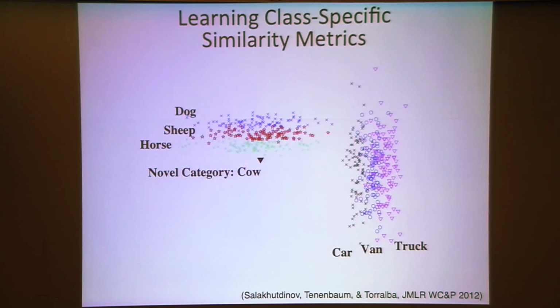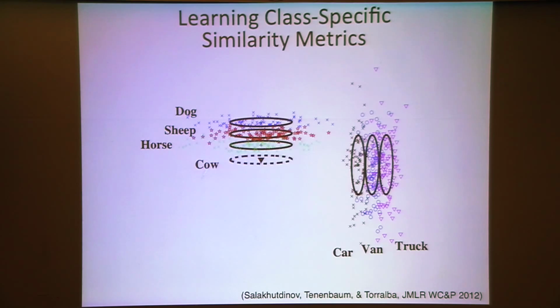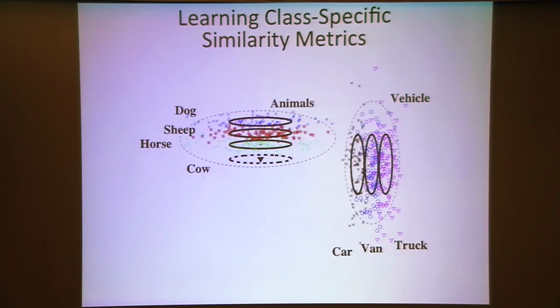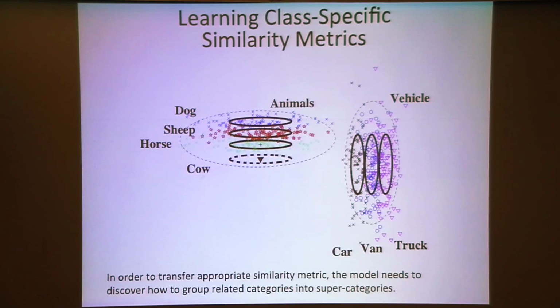Now, if I show you a new category, cow, then based on a single example you might be able to estimate roughly what the similarity metric for that cow is, if you find the right set of features. Maybe you can figure out that animals vary along this dimension but not across this dimension, while for vehicles it's the other way around. So again, it comes to the same question: how do you group related categories together, so that you can borrow information from classes within the same category?